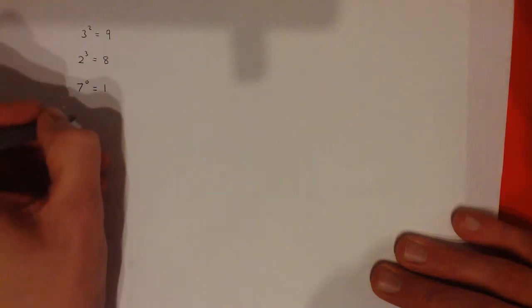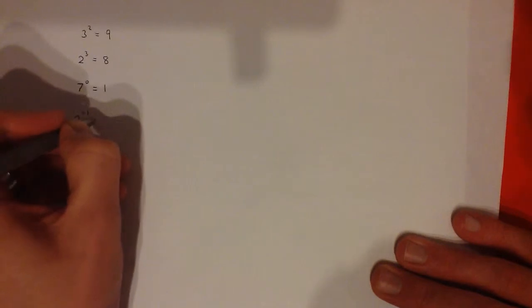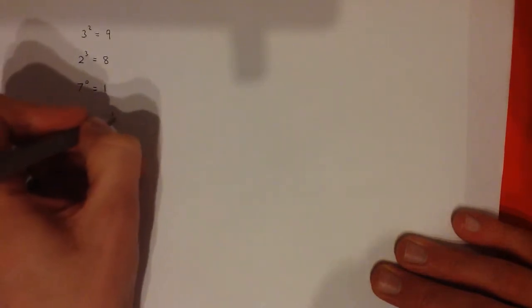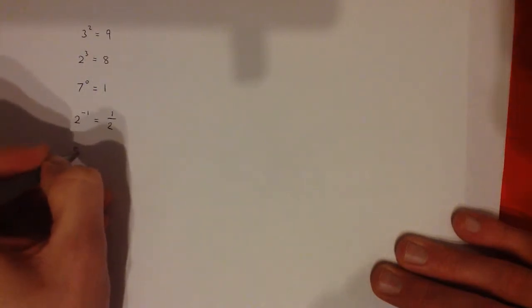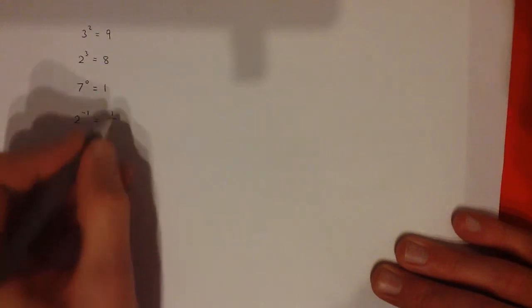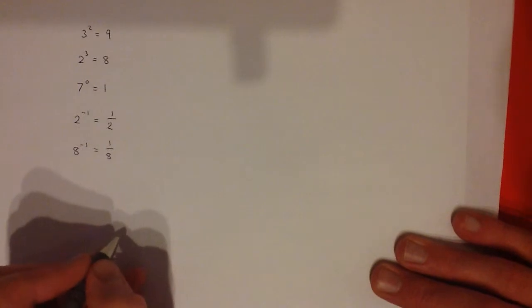Other rules include, if you write 2 to the power of -1, of anything, it simply finds the inverse. That is to say, we write the original number over 1. So another example, if we were to write 8 to the power of -1, that's the same as saying 1/8. So 2 to the power of -1 is 1/2. 8 to the power of -1 is 1/8.